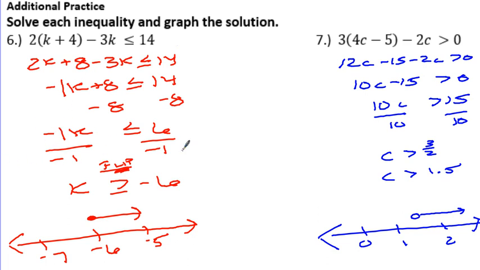So I had to divide both sides by a negative. When I divided both sides by a negative, that's where we flip it. So that's why my sign changed directions, and k is greater than or equal to negative 6, which means my graph should look like this with a closed circle.